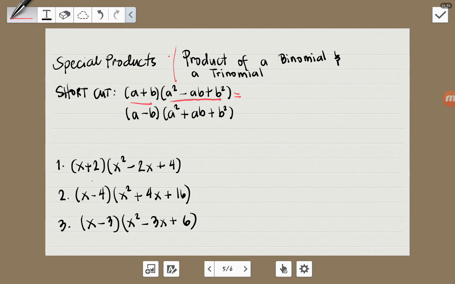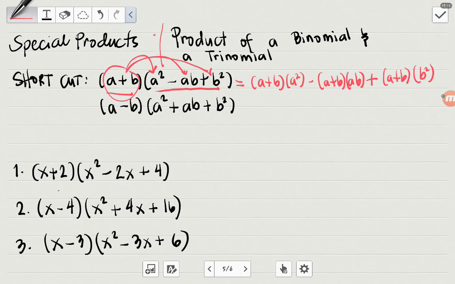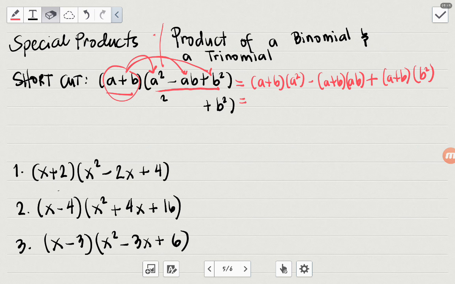So now let's have the shortcut. So let's first multiply this using distributive property. So this one multiplied to a square. So you have a plus b times a square, minus, ito ulit, a plus b times ab, plus, ito ulit, multiply doon. So, a plus b times b square. So, zoom in natin. So, burahin muna natin ito.